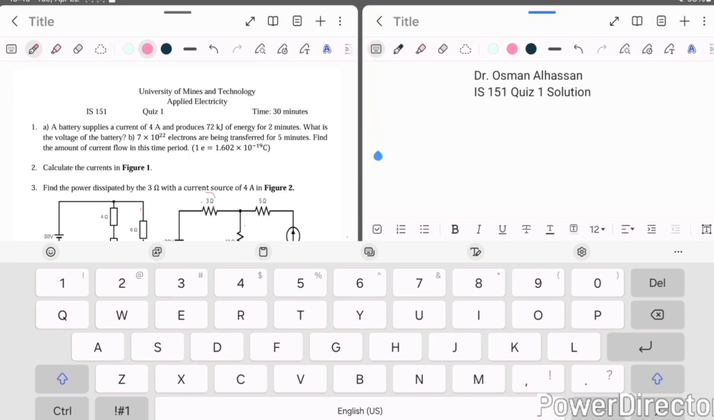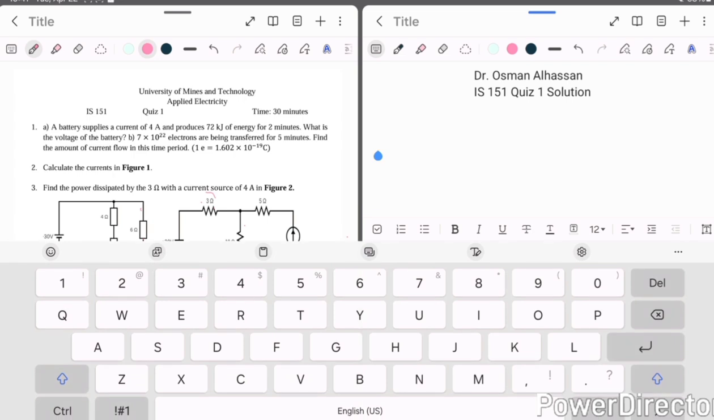I'm going to solve quiz 1 that we did the last time. So I think it's about 2 months ago. We wrote our first quiz on applied electricity. So I'm going to solve quiz 1.